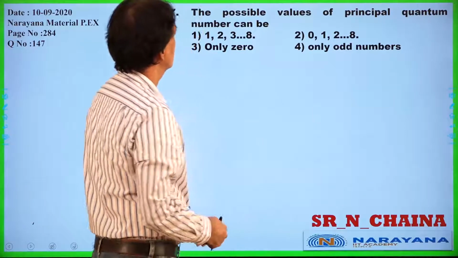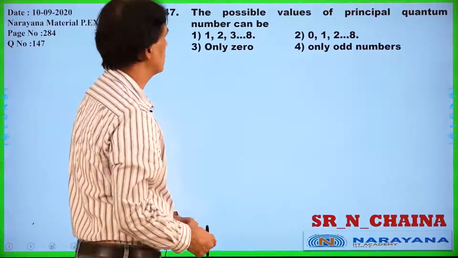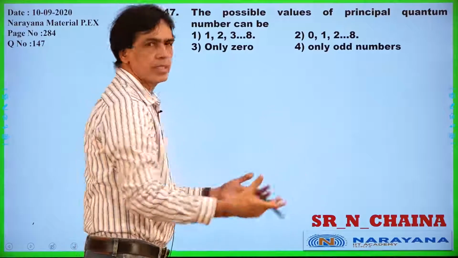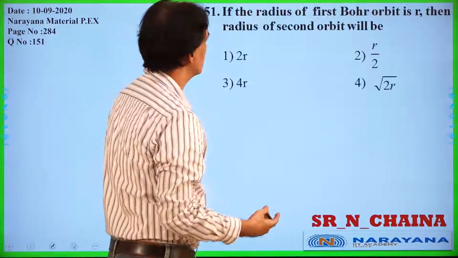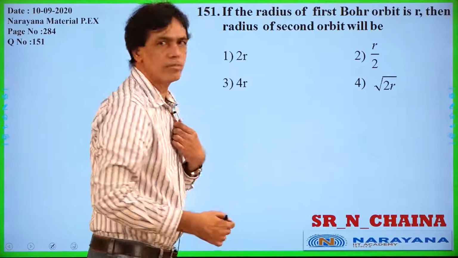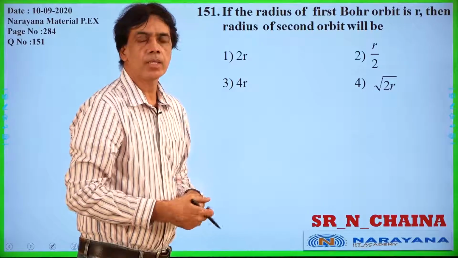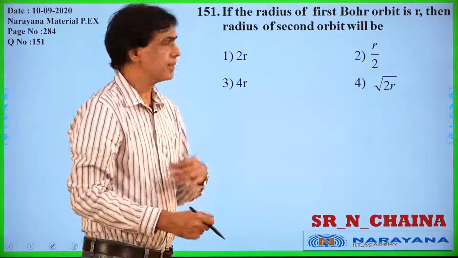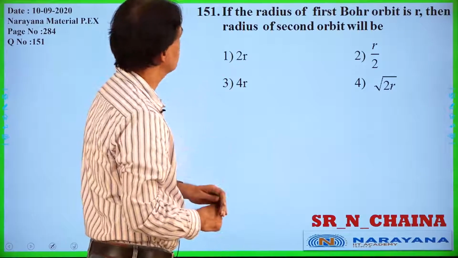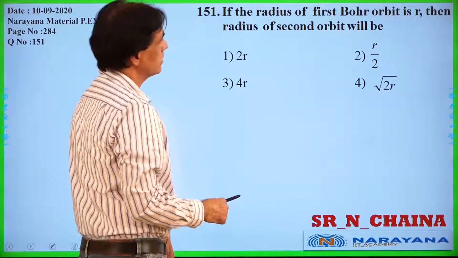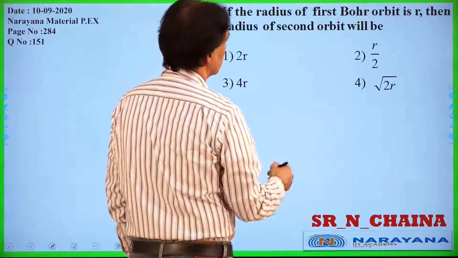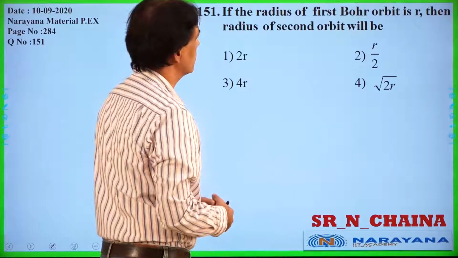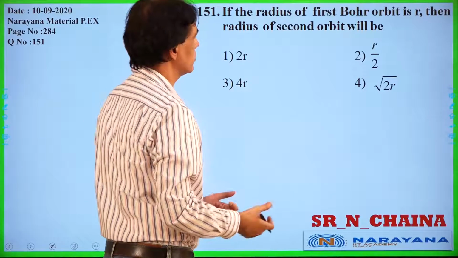The possible values of principal quantum number. Basically the principal quantum number gives the state of the electron, and its value cannot be 0. It takes 1, 2, 3, 4 and so on. That's correct. For the next question, if the radius of the first Bohr orbit is R, then the radius of the second Bohr orbit will be how much?